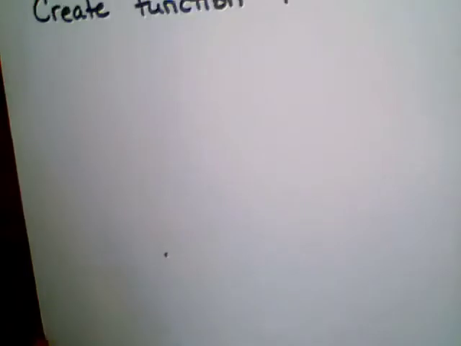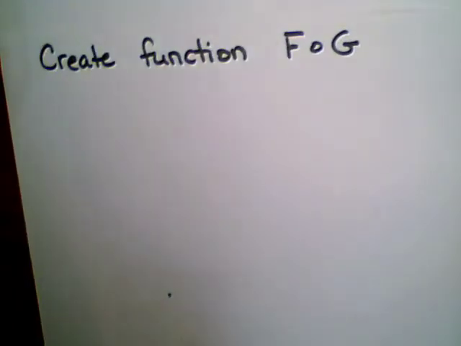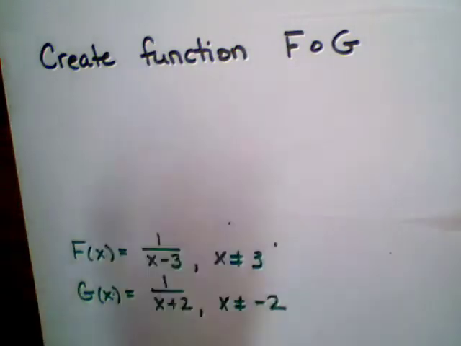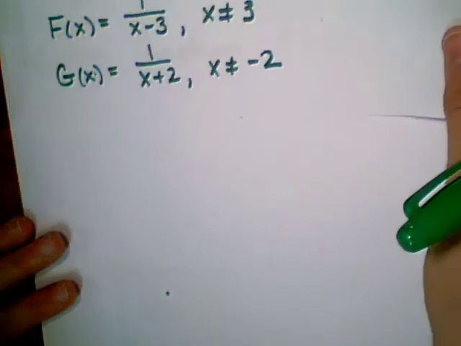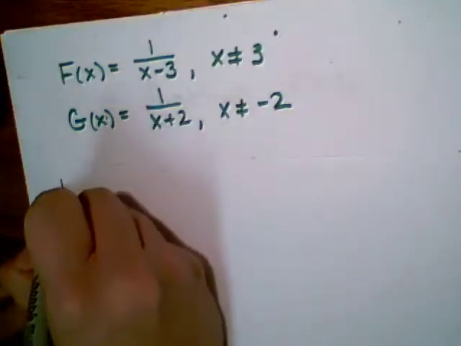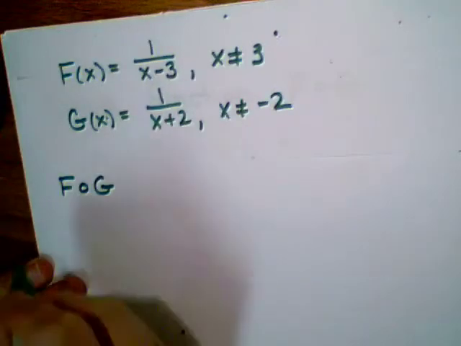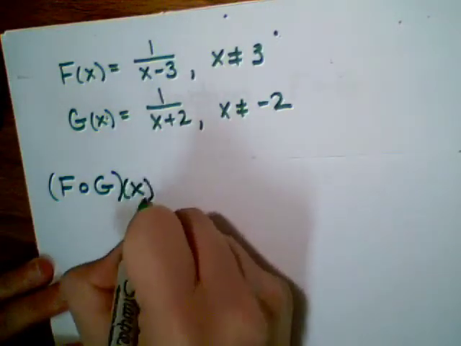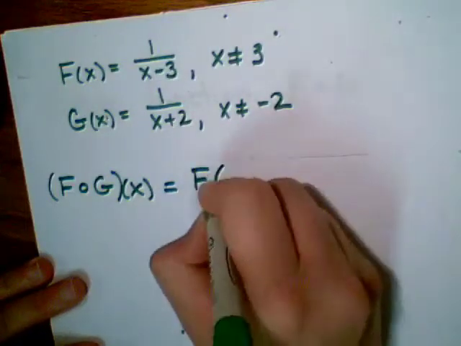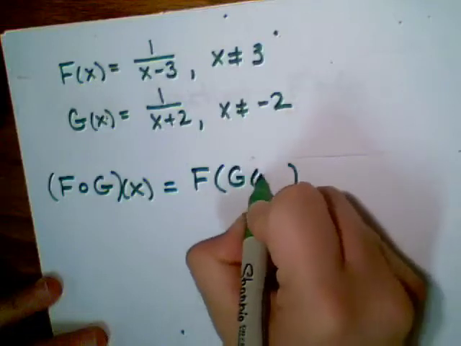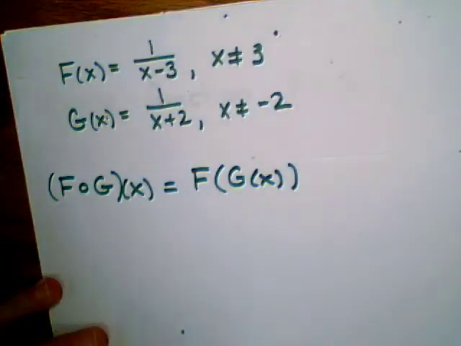Okay. So for our first example, I'm going to ask us to create the function f composed with g with those two functions I had posted earlier. I'll lay those down right here. The outputs of the function f composed with g would look like so. And by definition, we're going to take big function f and use function g of x as the input.